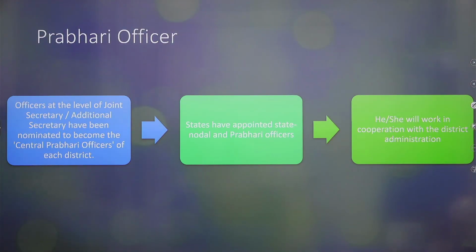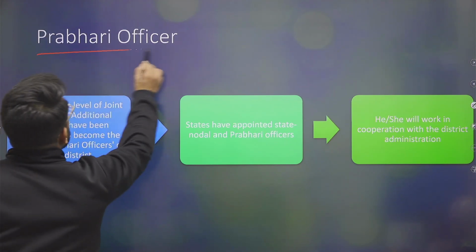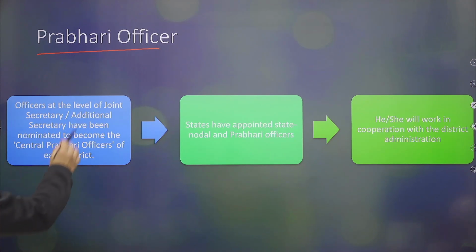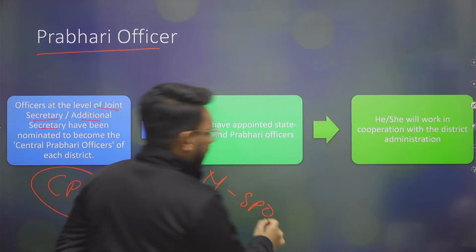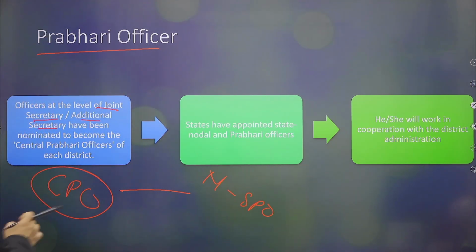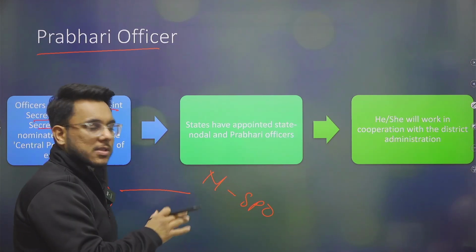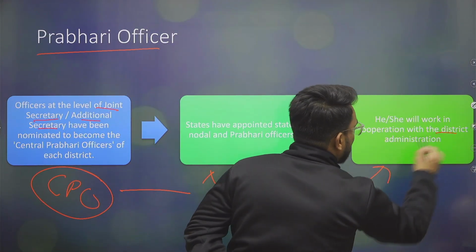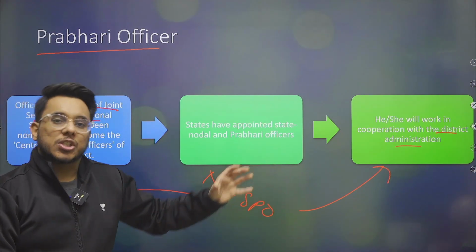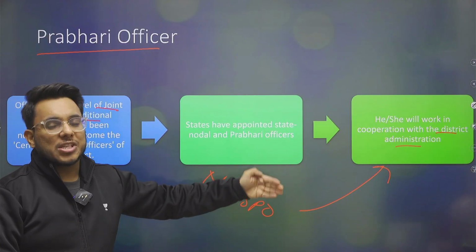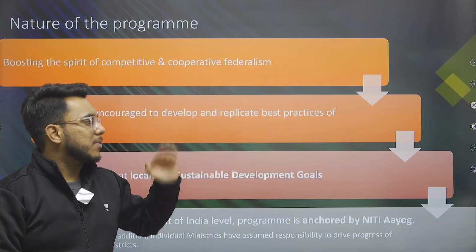Now, for the success of this program, there are Prabhari officers that will be appointed. Number 1, at the level of joint secretary, additional secretary, central Prabhari officers will be appointed. Then states will also be appointing nodal and state Prabhari officers, and then these officers, the central Prabhari officer and nodal officers, will be coordinating with the district administration, so that all assistance, technical inputs and other inputs can be provided for the holistic development of these 112 aspirational districts.